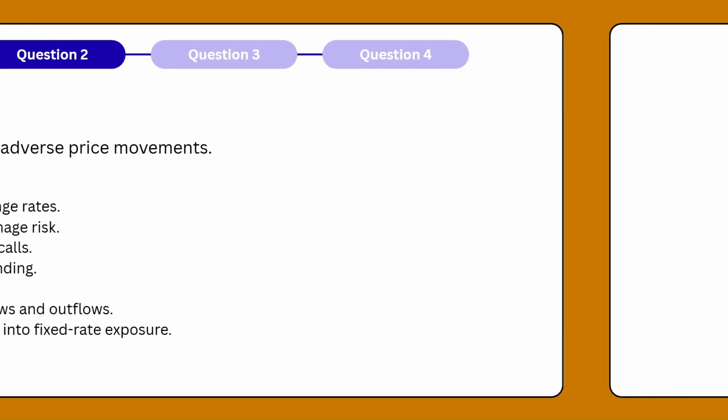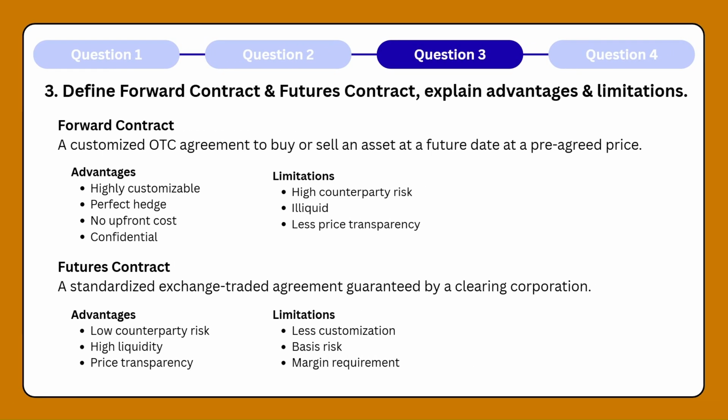3. Define forward contract and futures contract. Explain advantages and limitations. Forward contract is a customized OTC agreement to buy or sell an asset at a future date at a pre-agreed price. Advantages include customization, perfect hedge, no upfront cost, and confidentiality. Limitations include high counterparty risk, illiquidity, and poor price transparency.